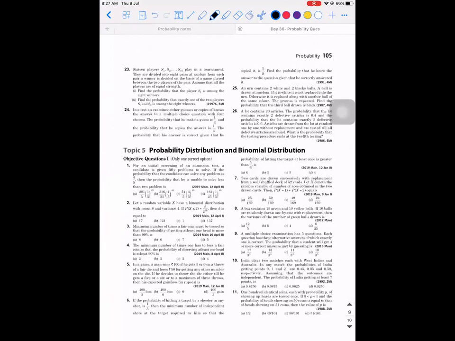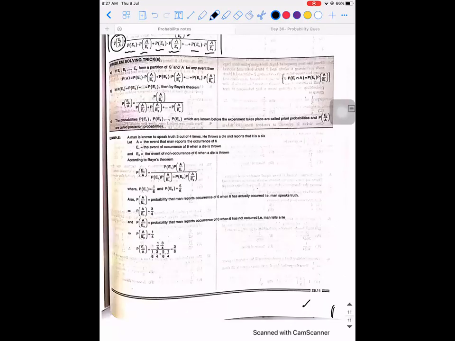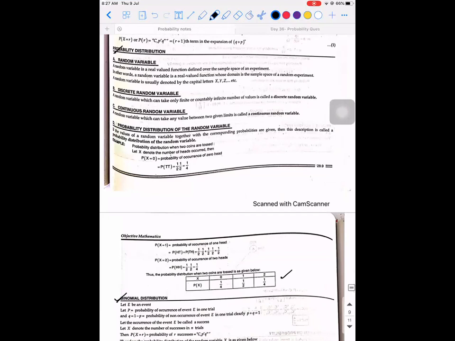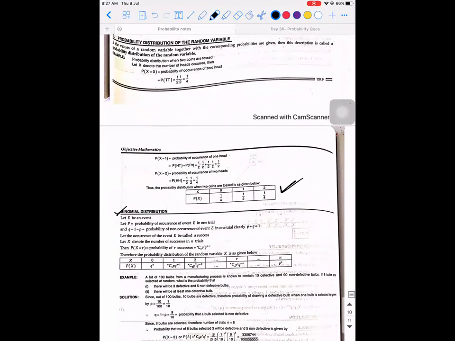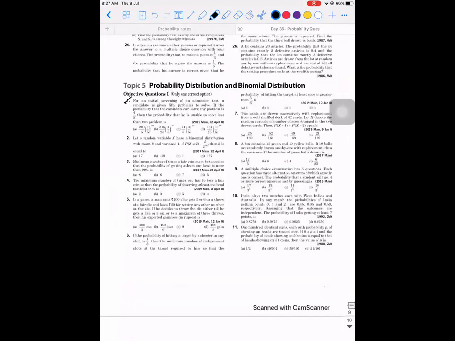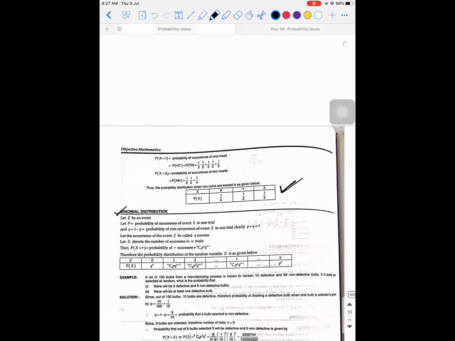I'll explain the probability distribution. You guys know probability distribution, no? You have done this. You know what a random variable is. You have prepared this table. If you have done that, did you try to solve these problems? No, sir. Okay, so listen. That is probability distribution.